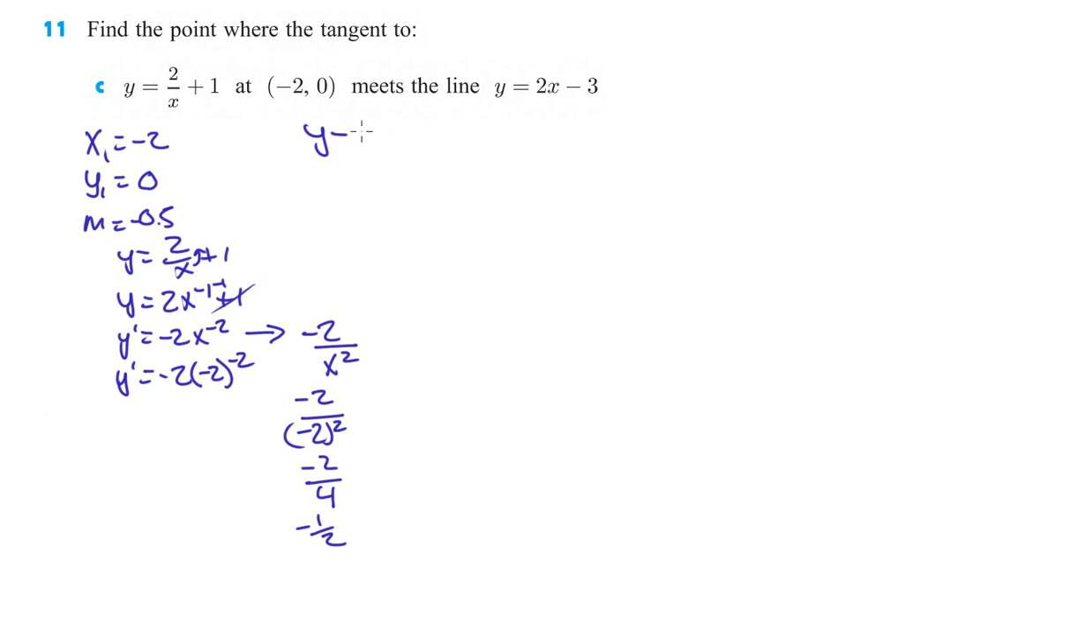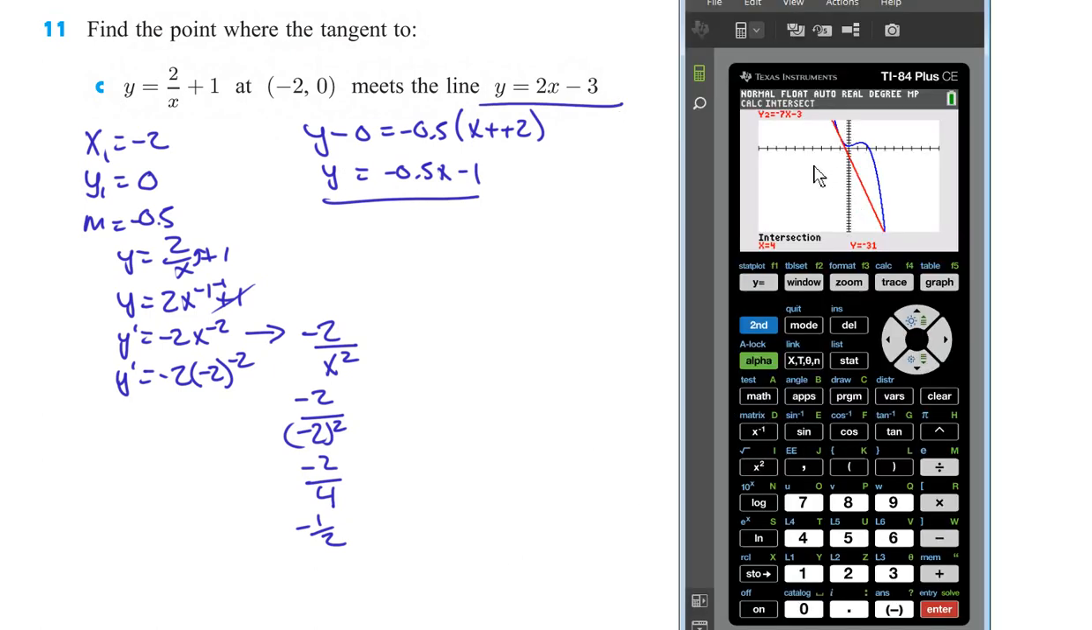So then that means that our tangent line is going to be, point slope formula, y minus 0, y1, equals m, which is negative 0.5, times x minus negative 2. So we get y equals negative 0.5 times x is negative 0.5x, and then negative times 2 is negative 1. There's one equation, and there's the other equation, and we're going to simply put those two lines in and find out where they intersect. So we'll go into the y equals and put those in.